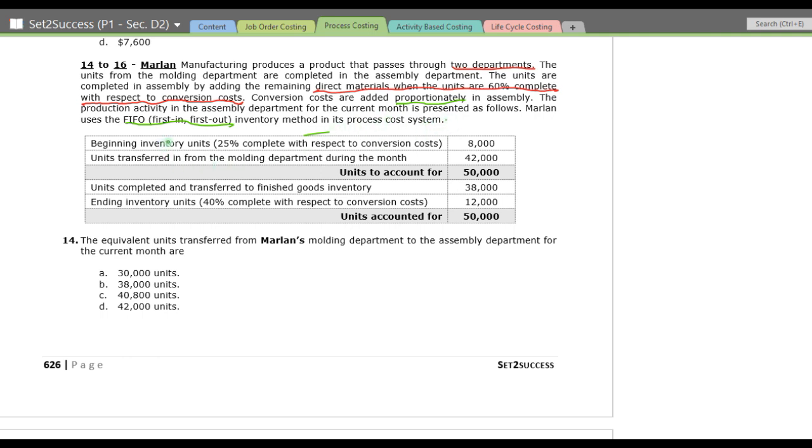So you have beginning inventory of 8,000. Units transferred in from the molding department during the month are 42,000, and units accounted for is 50,000. Units completed and transferred to finished goods inventory is 38,000. Ending inventory is 12,000, and units accounted for is 50,000. What they're asking for is the equivalent units transferred from Marlan's molding department to the assembly department for the current month. So let us understand that we have two departments.